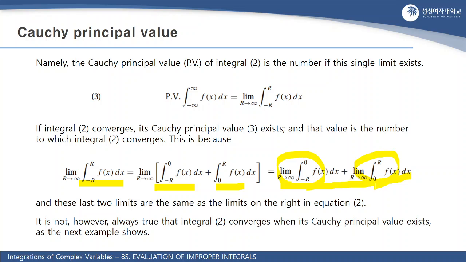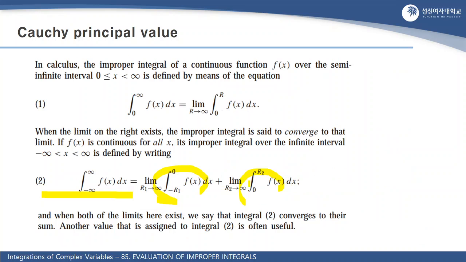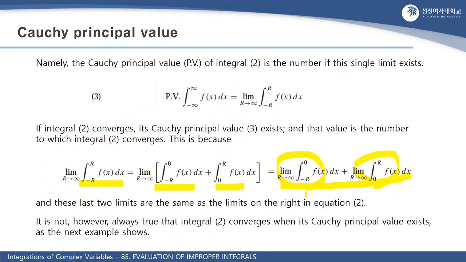Okay? The last two limits are the same as the limits on the right in equation 2 here. So we can see that the statement holds: if integral 2 converges, its Cauchy principal value 3 exists, and furthermore the value is the number to which integral 2 converges.